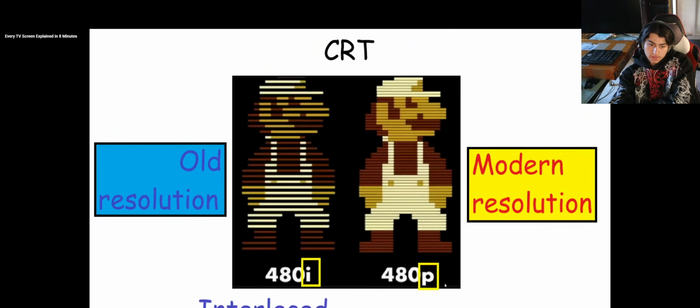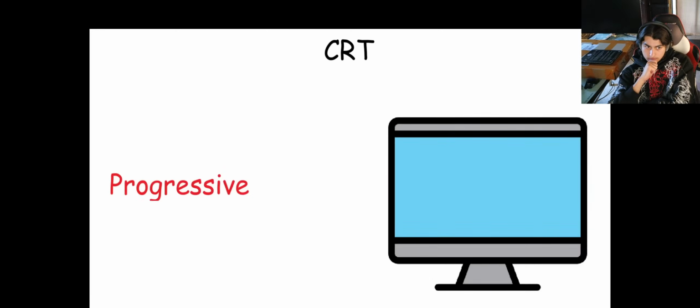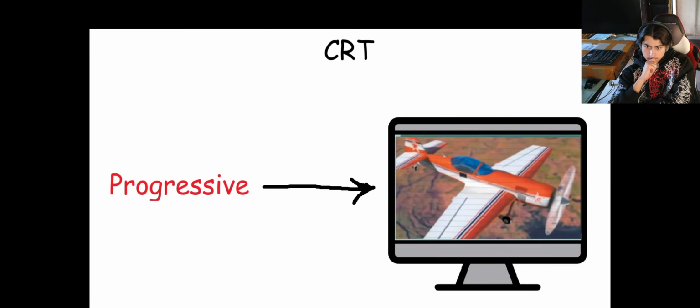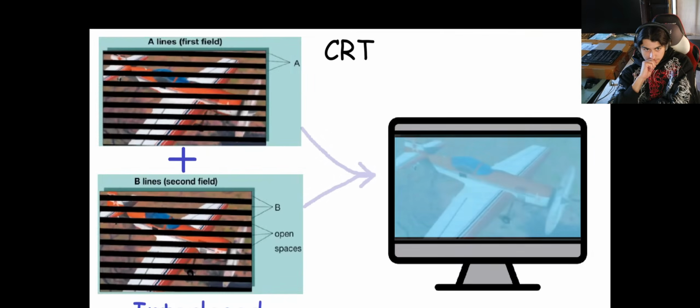And just in case you don't know about scanning, while modern resolution of CRT was only 480i, which uses interlace scanning, while modern resolution already uses progressive scanning. And just in case you don't know about interlaced or progressive scanning in TV, progressive means the TV can show a complete image instantly, while interlaced means the TV needs to create two halves of the image and then combine them in order to get the full frame.